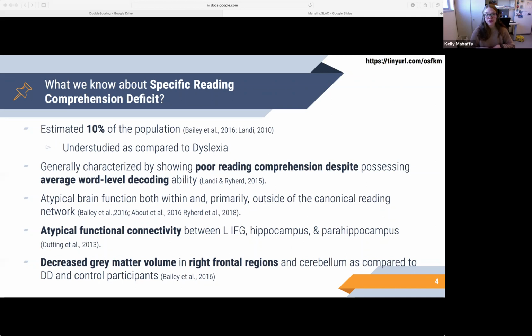One showed that there was atypical functional connectivity between the left inferior frontal and the hippocampus. Another showed decreased gray matter volume in right frontal regions as compared to dyslexia and to typical controls. But the literature on this is very small. So there's a single paper on gray matter, a single paper on functional connectivity, and a few functional MRI studies. And that's really it. There have been no studies of white matter at all. And that's really where my project comes in.